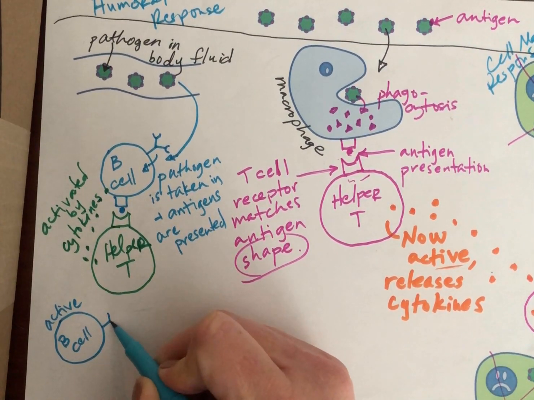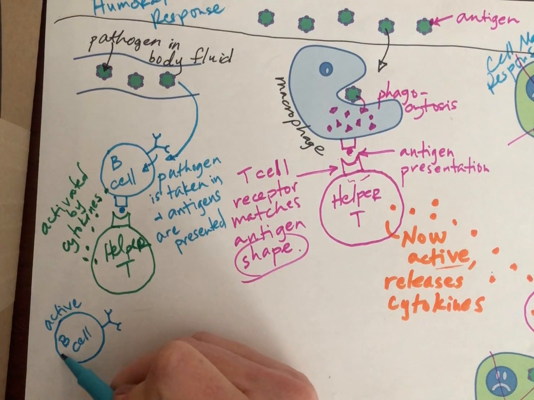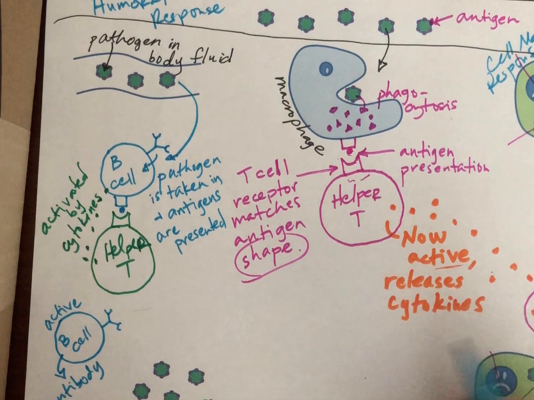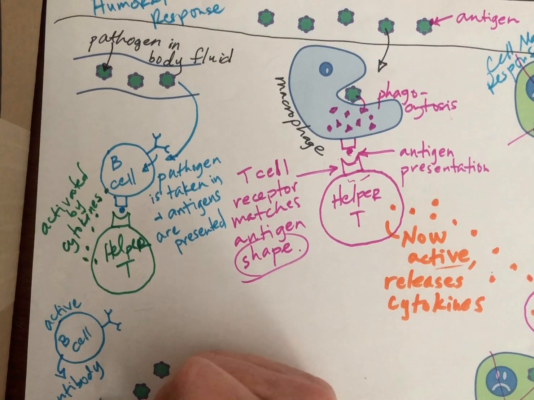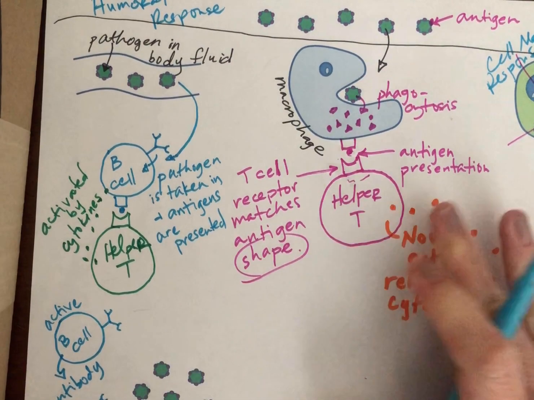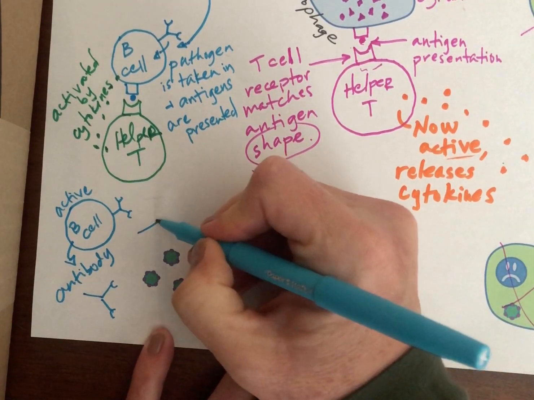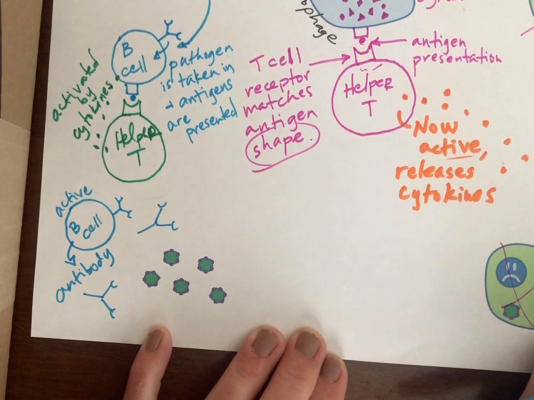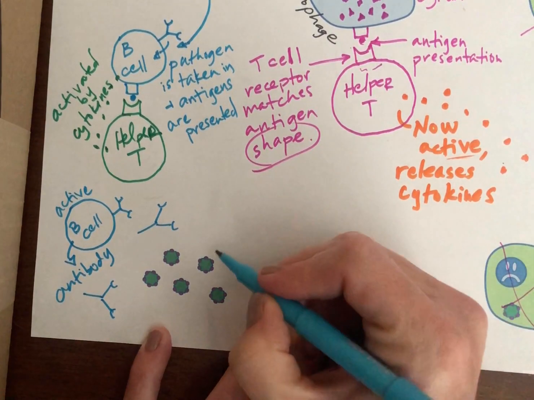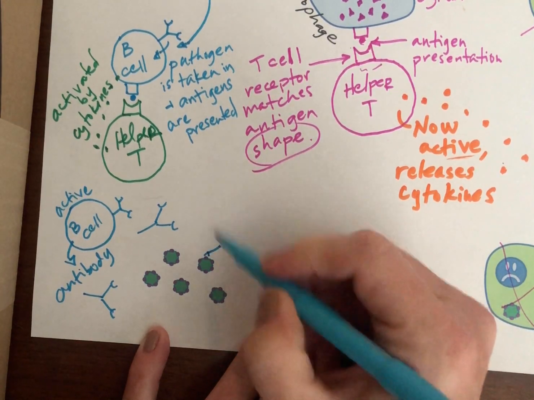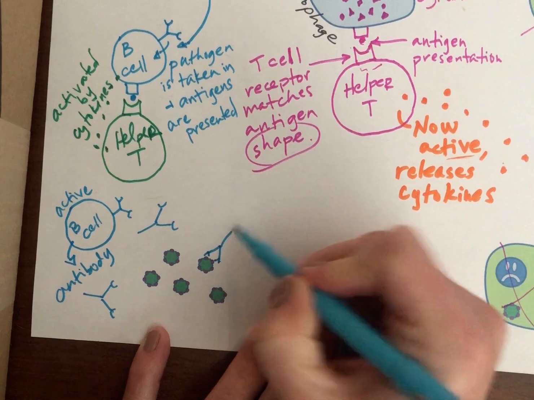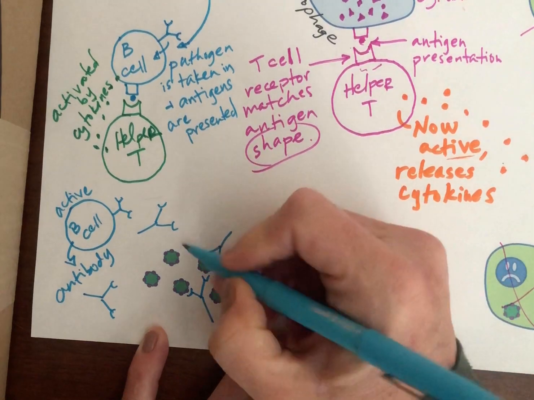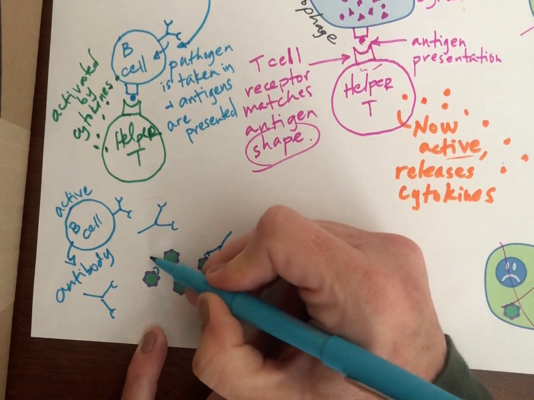so here's the receptor, it looks like a Y. It's going to differentiate into an antibody releasing cell. So it's going to release antibodies, and those antibodies are going to float around. And because they match the shape of pathogens, in this case a specific pathogen, they are going to attach themselves to the antigens on the pathogen that we are attacking.